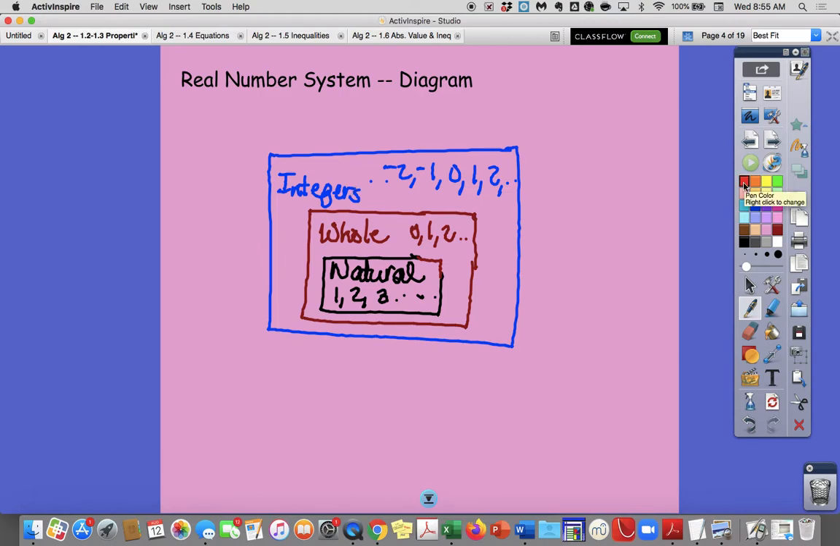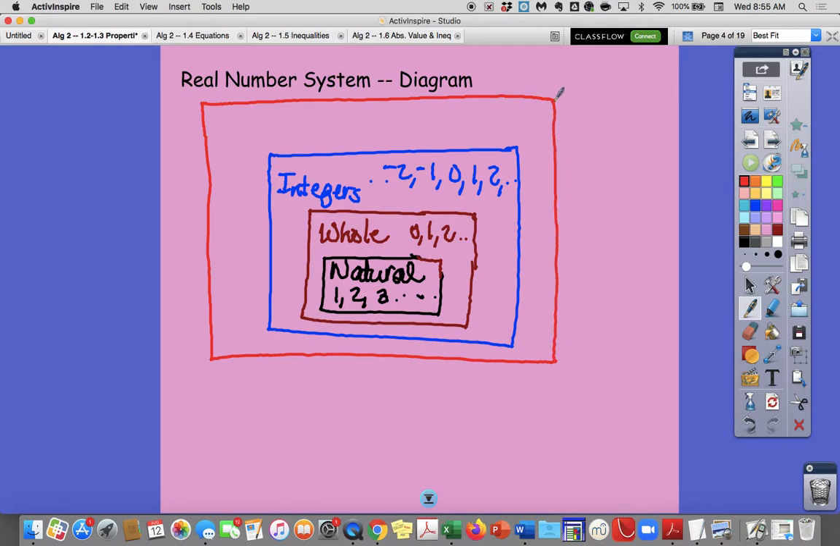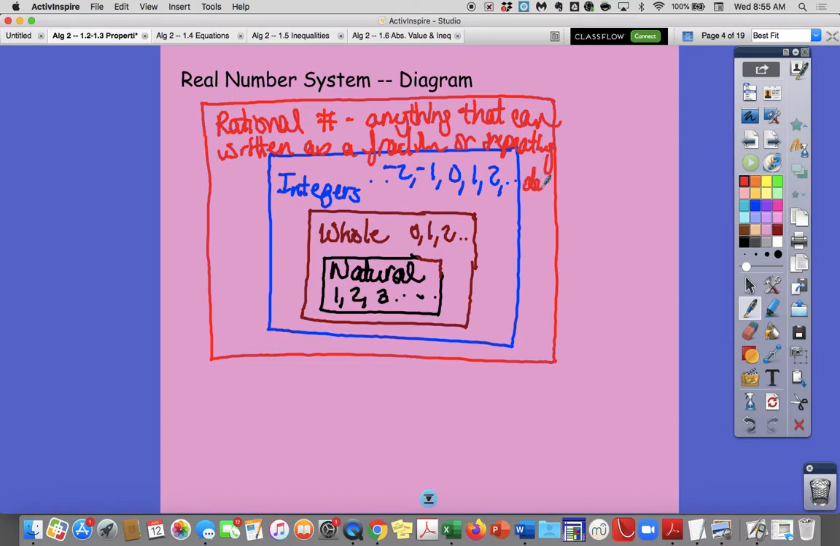Next set. What if I throw in fractions? Anything that can be written as a fraction. Hopefully you're remembering, that means we're talking about the rational numbers. Anything that can be written as a fraction or repeating decimal. I ran out of space.